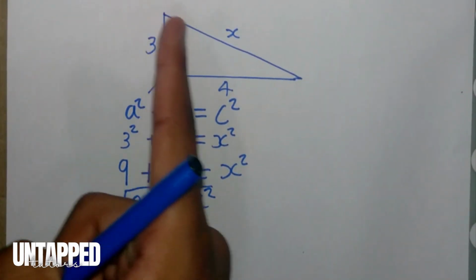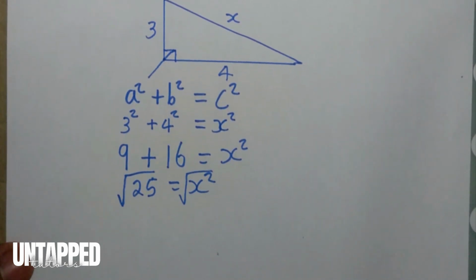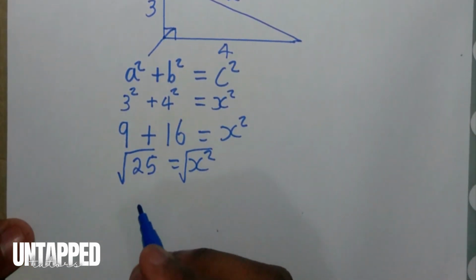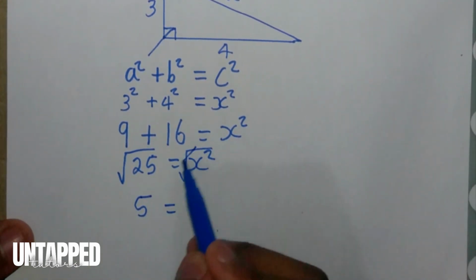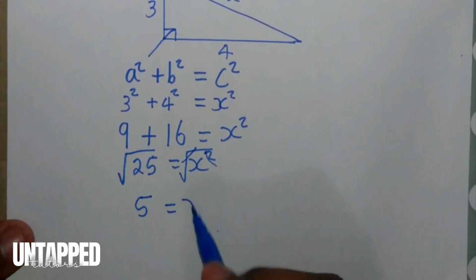But since this is the length of a triangle, it can never be a negative. So we know it's only going to be positive 5, which is equal to taking the square root. It's going to cancel out the square. We are left with x.